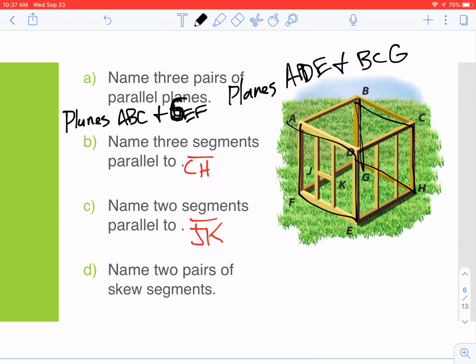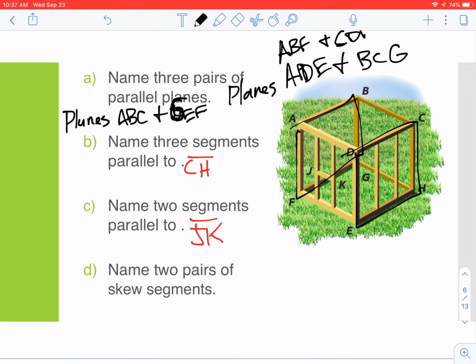All right, and lastly, I am not going to write the word plane again. We got to talk about the 2 last planes we did not talk about. Are these 2. So basically all the sides of the cube will have plane ABF and plane CDE. Okay, name 3 segments parallel to CH. So let's highlight CH. That highlighter's not good.